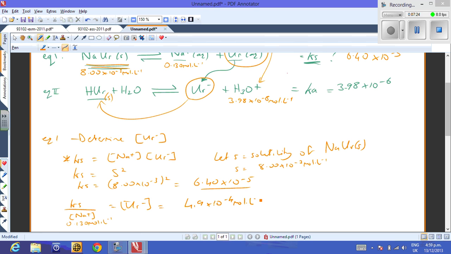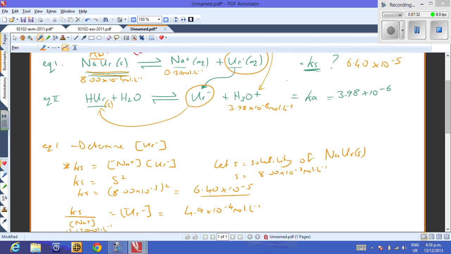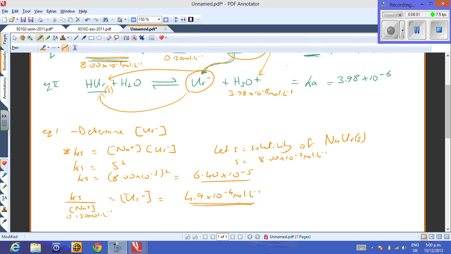Now, if we take a look at that, the Ks value is 6.40 by 10 to the minus 5, and therefore 4.9 by 10 to the minus 4 is a larger number. So that suggests that the urate ion would dominate. But we just want to back this answer up and work out from that concentration of urate ions what actual concentration of uric acid we will have, and if that concentration is greater than the Ks, then we will get precipitation. Okay, so for the second part now, we look at this second equation right here.